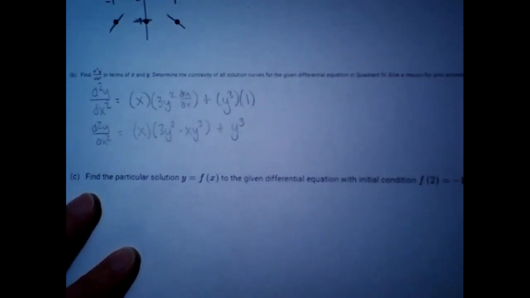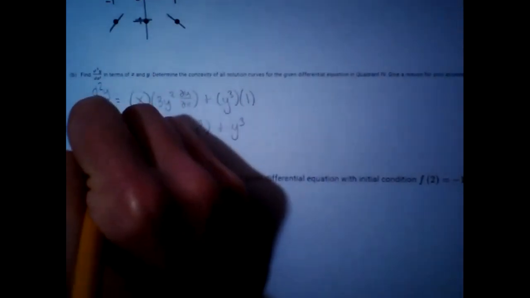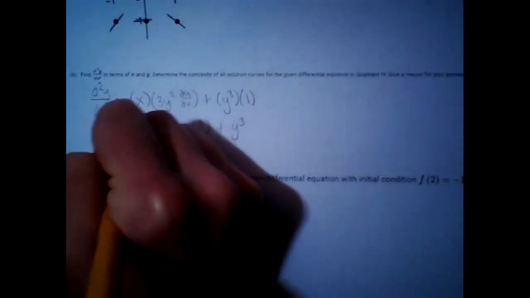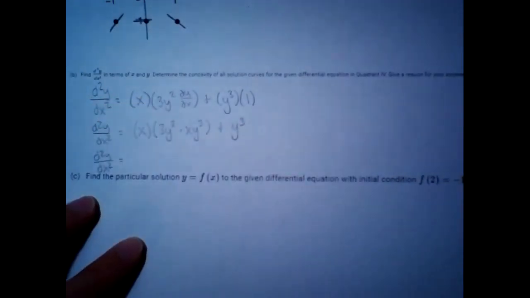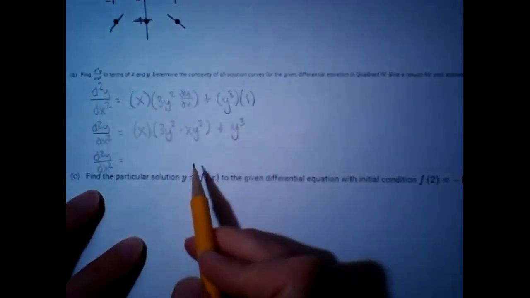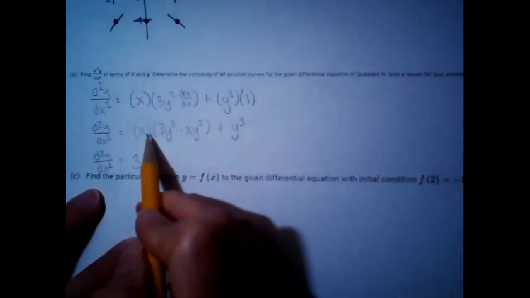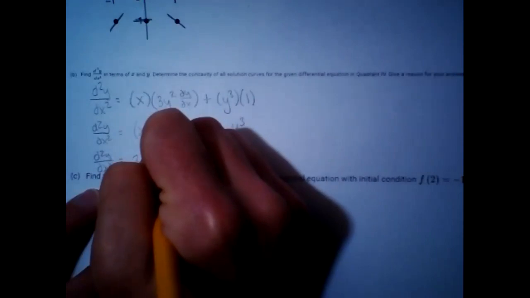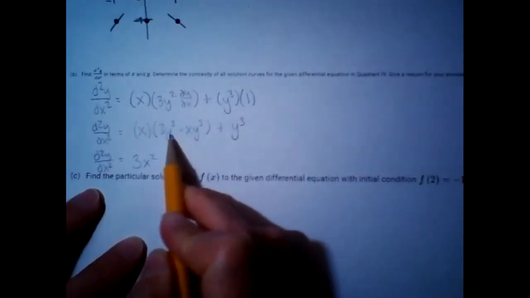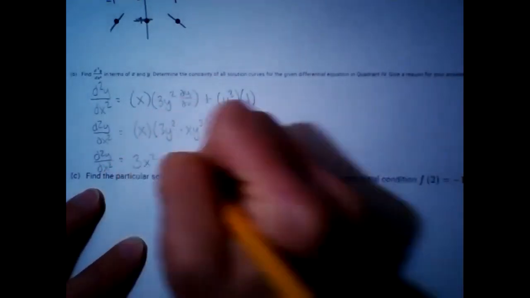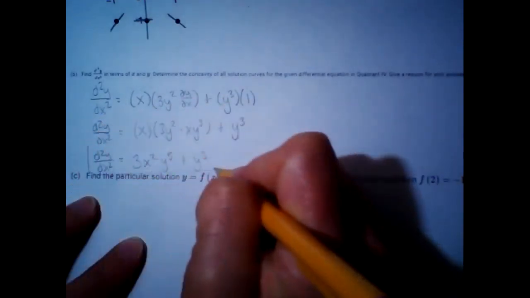So you don't technically have to do anything else, but I am going to simplify this down a little bit more because we have another step to this problem that we're going to have to answer a question. I just want this simplified a bit more. So if we multiply this together, this is going to be 3x times x is x squared. And then this would be y to the 5th, and then plus y to the 3rd. All right, so there's our simplified second derivative.